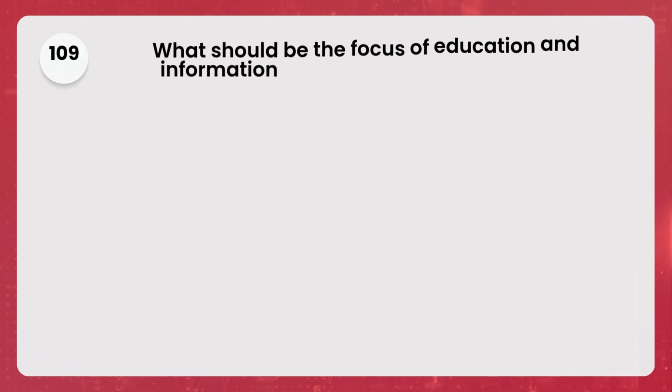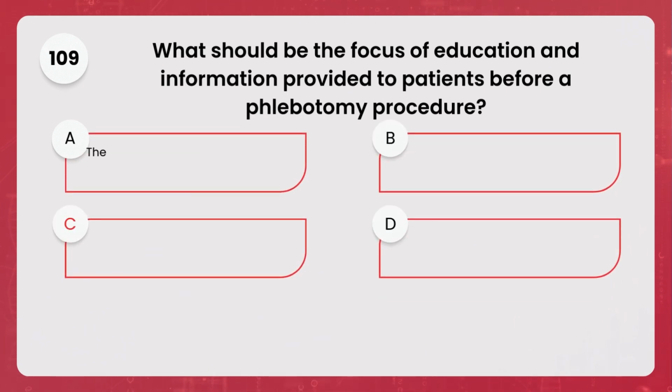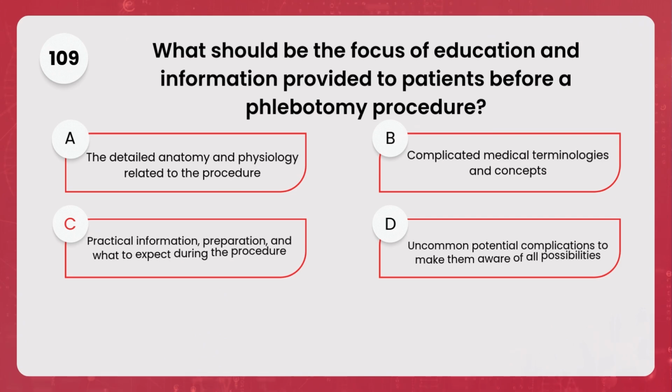Number 109. What should be the focus of education and information provided to patients before a phlebotomy procedure? A. The detailed anatomy and physiology related to the procedure. B. Complicated medical terminologies and concepts. C. Practical information, preparation, and what to expect during the procedure.